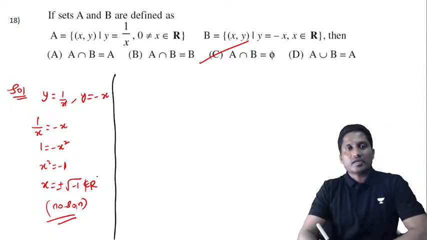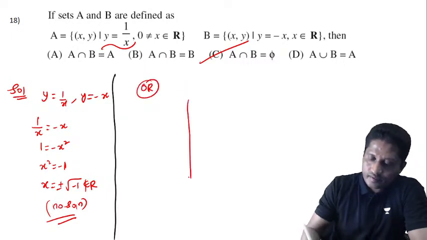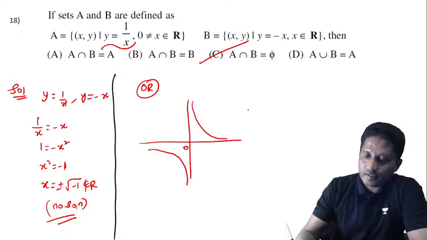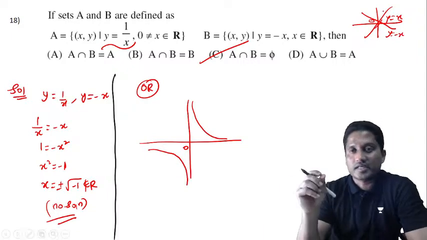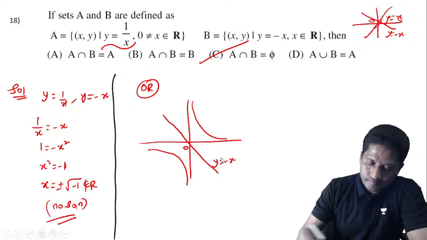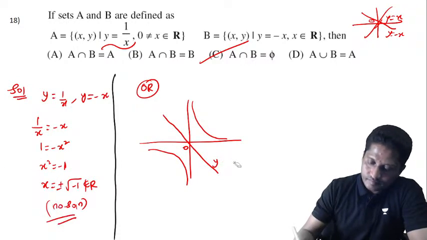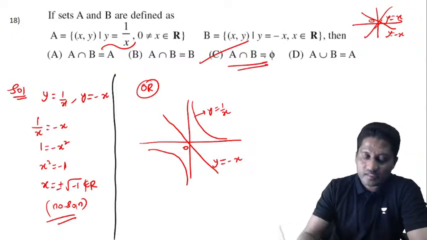Now the second method to understand: y is equal to 1 by x is a reciprocal function. This is y is equal to 1 by x, a reciprocal function. This is y is equal to x. And this line is y is equal to minus x. Both will pass through the origin, since if there is no constant term, it should pass through the origin only. This is y is equal to minus x, and this is y is equal to 1 by x. They don't intersect. A intersection B is a null set.